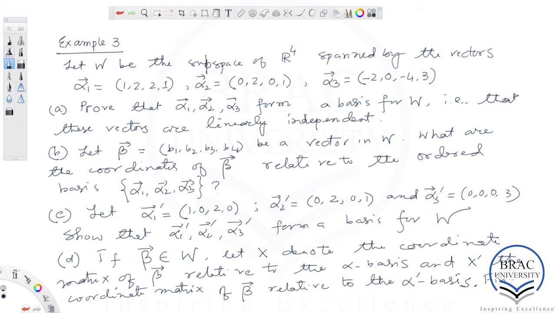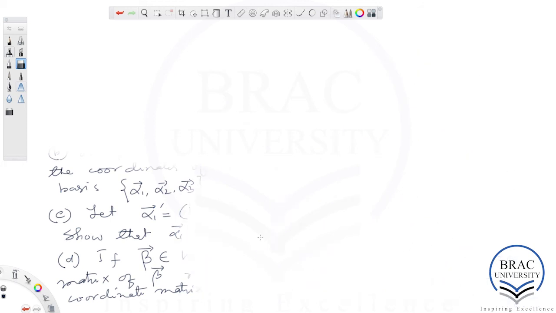Find the 3 times 3 matrix P such that X is equal to P X prime for every beta in the subspace W of R^4. These are the 4 questions that one needs to answer. Let me erase everything. Now that we have the questions, let us look for the answers.